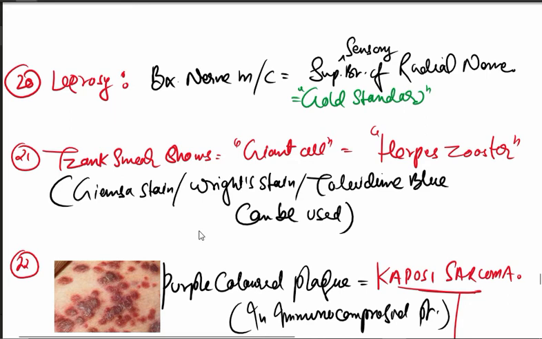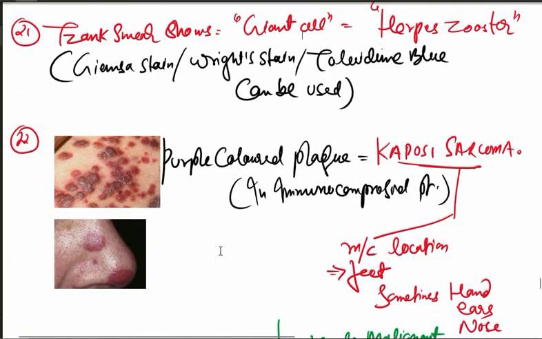Next condition is leprosy, and here biopsy of nerve is most commonly done of the superficial sensory branch of the radial nerve. This is the gold standard technique of biopsy for diagnosis of leprosy.